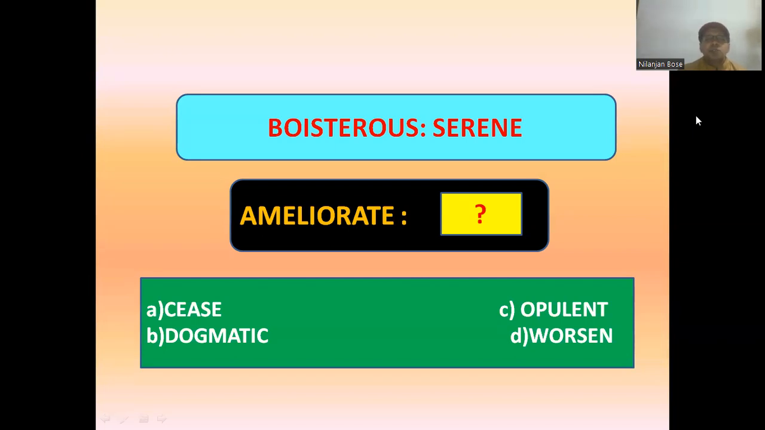So after the four options, what should be the correct one? Let us move through the options. Option A, it is written seize, iska matlab stop karna. Option B, dogmatic, it means very much assertive by nature. Option C, it is opulent, means absolutely wealthy. And option D, that is worsen. Worsen matlab hota hai bad se badtar ho jana.